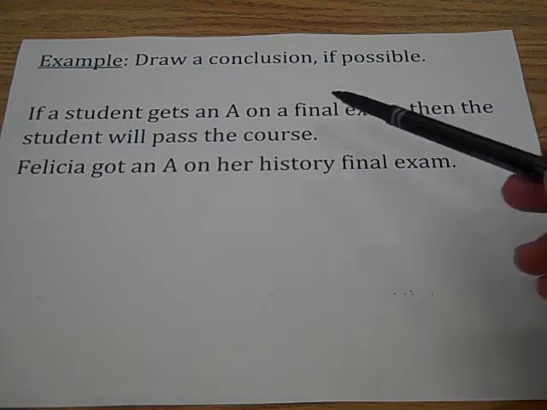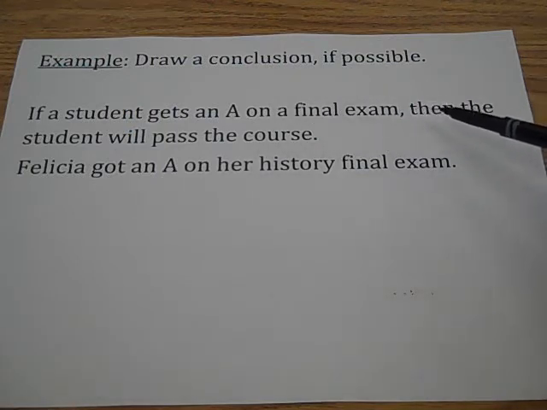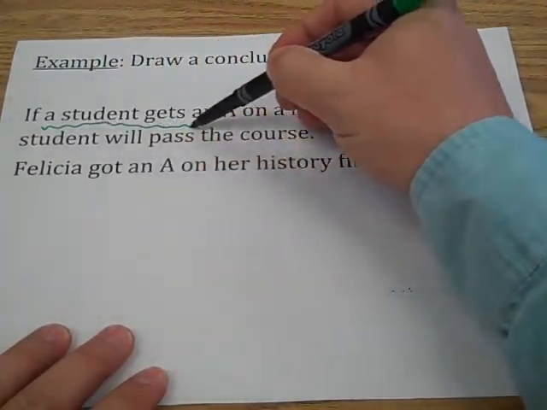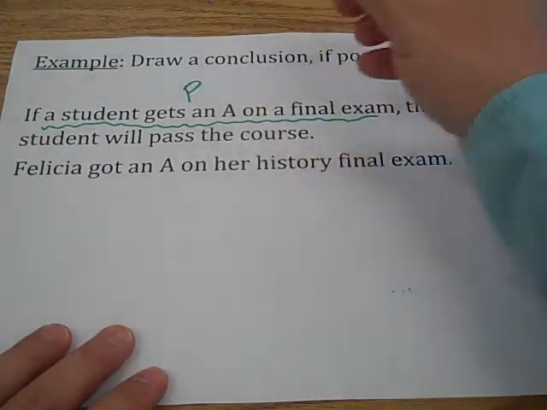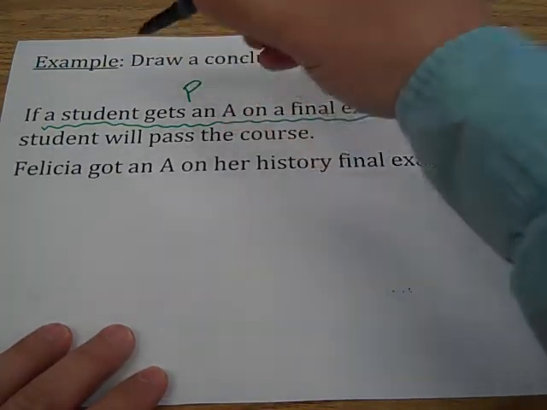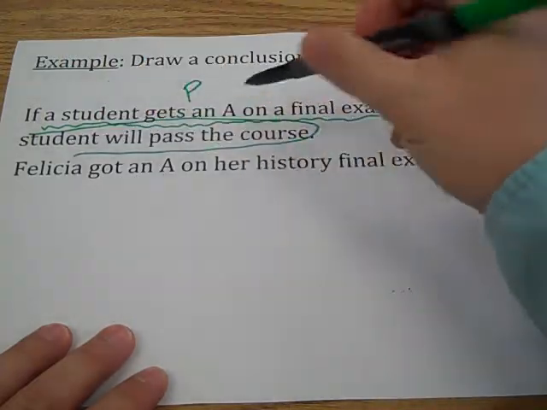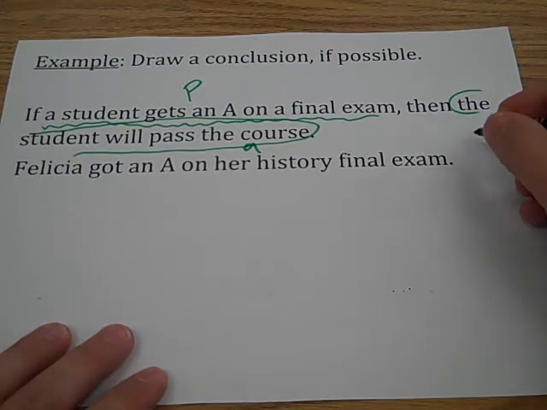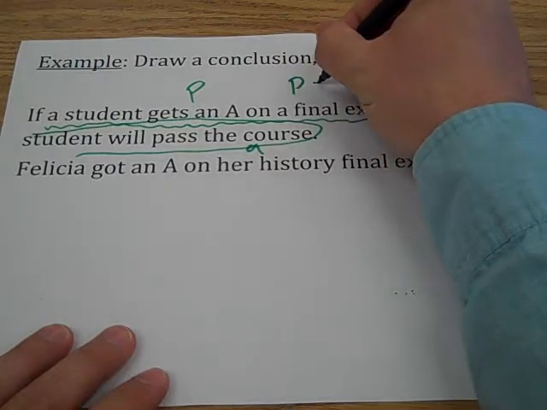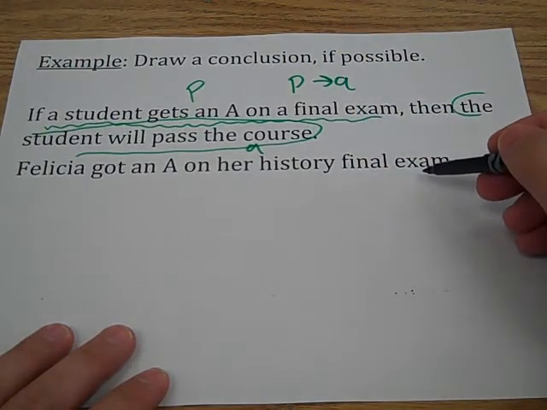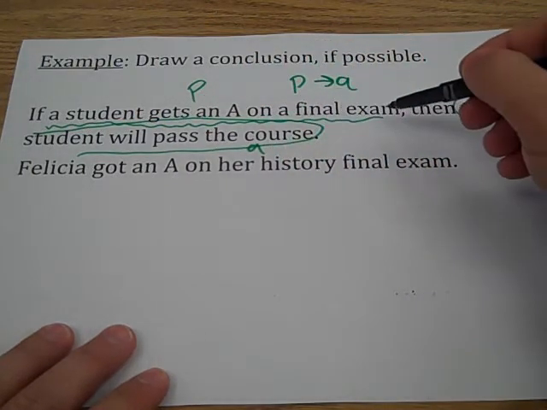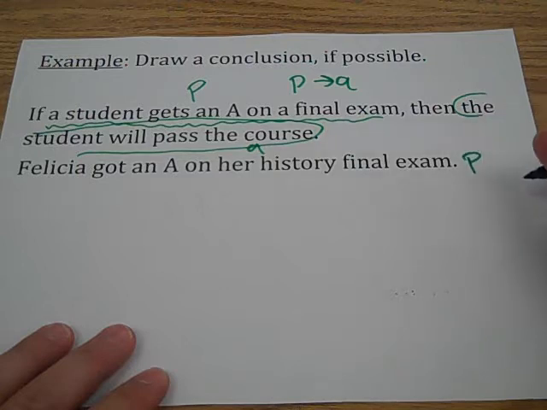So let's read this. If a student gets an A on a final exam, then the student will pass the course. I like to identify which is P and which is Q. So P is a student gets an A on a final exam. Q is the student will pass the course. So we have an if P then Q. And then down here we have Felicia got an A on her history final exam. Getting an A on a final exam, that's an example of P.